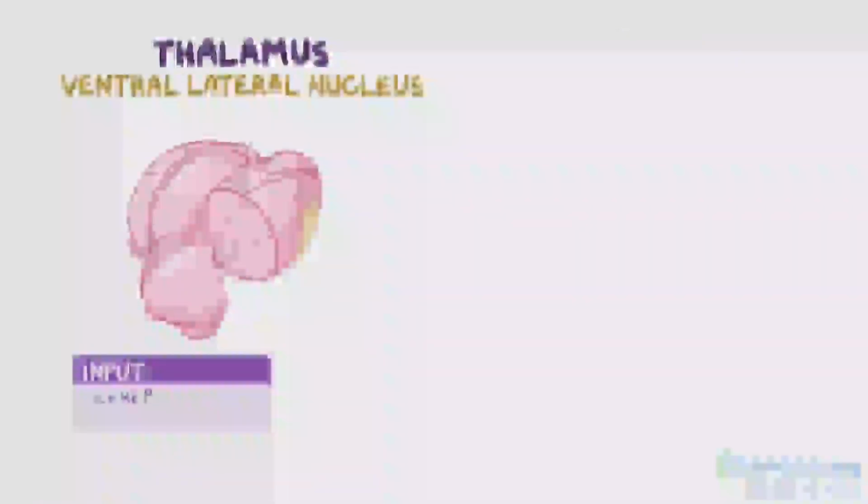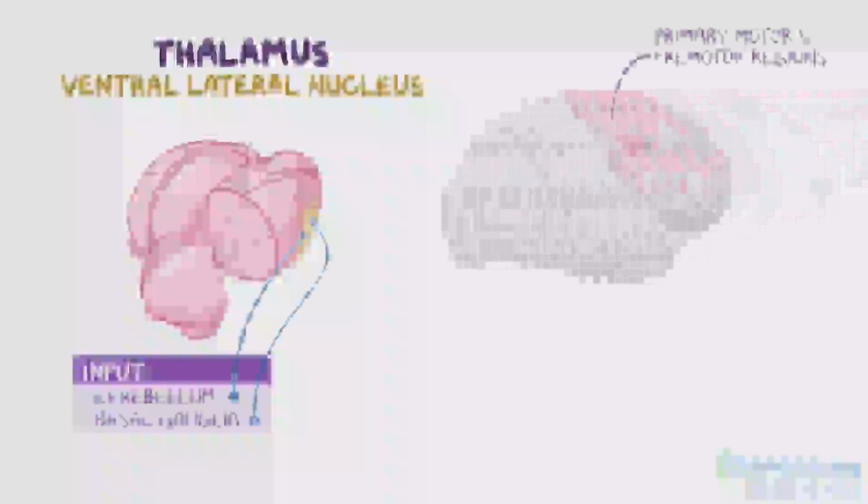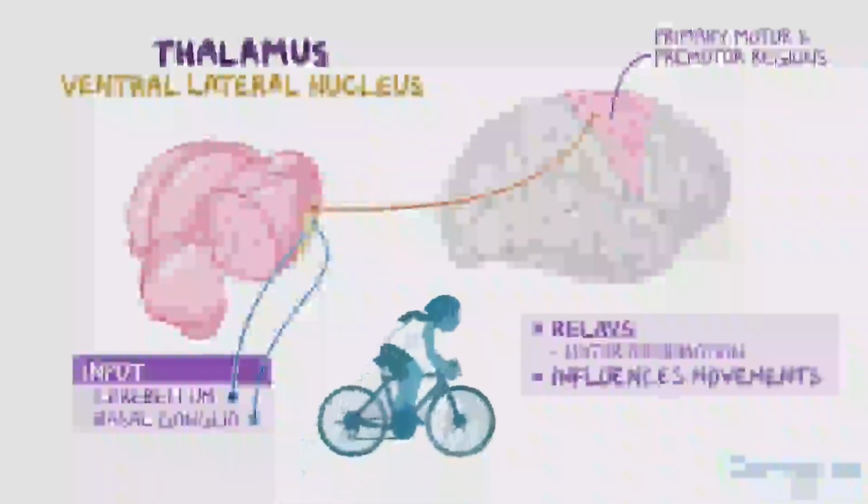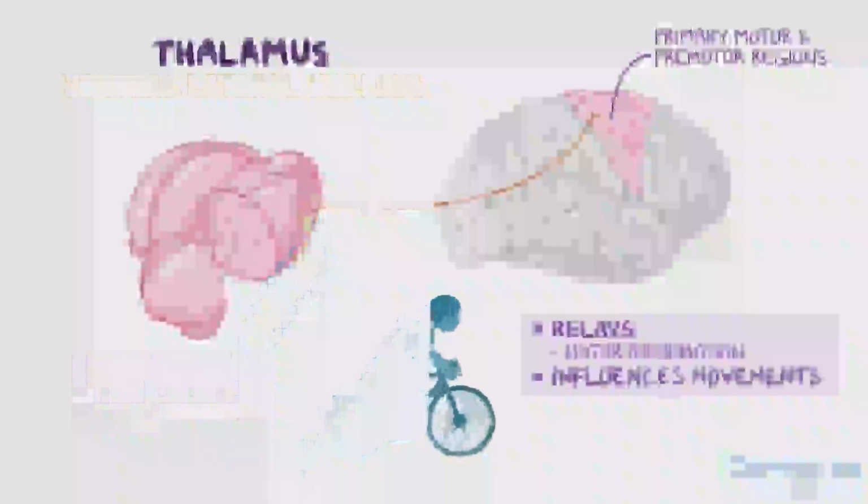The ventral lateral nucleus receives input from the cerebellum and the basal ganglia, and it projects to the motor and premotor regions of the cerebral cortex. This nucleus relays motor information and can influence movements. The last two nuclei are the medial and lateral geniculate bodies.